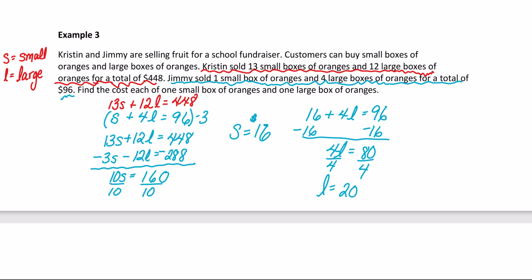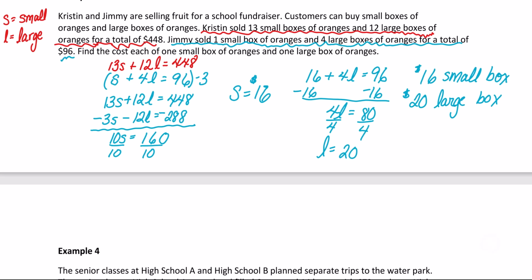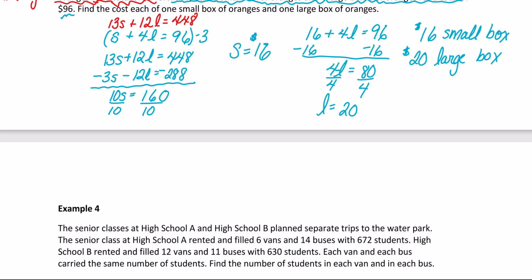So I want to clearly label things. $16 for a small box and $20 for a large box. All right. Again, I know some of this is not super easy for some of our brains to get wrapped around, so that just kind of takes practice to learn. Try to take each sentence one by one.